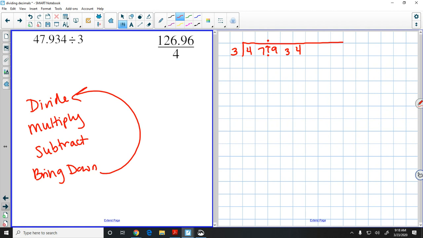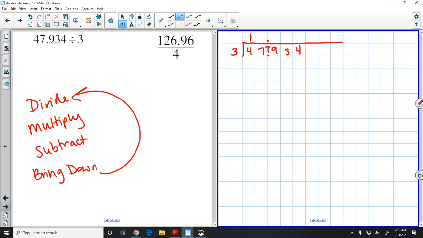Well, can 3 go into 4? Can 4 be divided by 3? Yes, it's smaller, so we know something. The closest thing is going to be 1. You look at a little multiplication sign here to remember to multiply. 1 times 3 is 3. So our next step is to subtract. 4 minus 3 is 1. So we've divided, we multiplied, we subtract. Now we're going to bring down our 7.